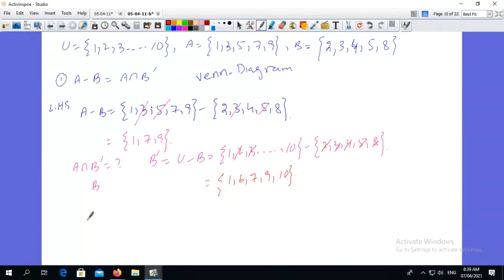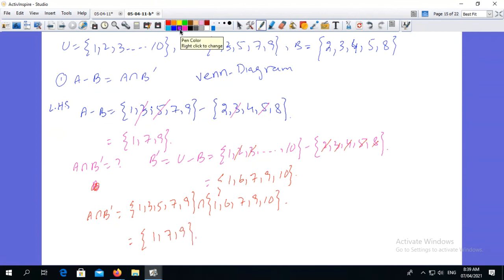Now we have to take A intersection B complement. A means 1, 3, 5, 7, 9 intersection 1, 6, 7, 9, 10, and we are left with 1, 7 and 9. These are common in both. 1, 7 and 9 is called 2. This is 1. Now from 1 and 2, this is clear: left hand side equals right hand side.